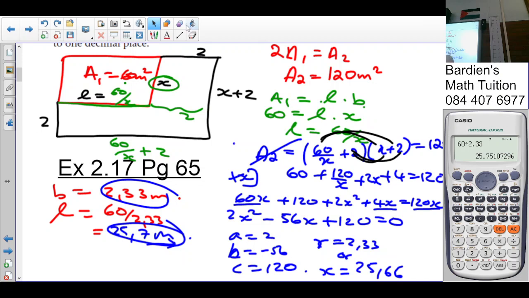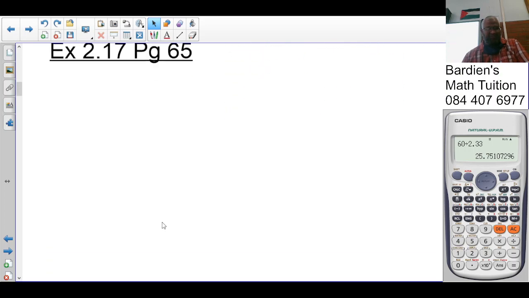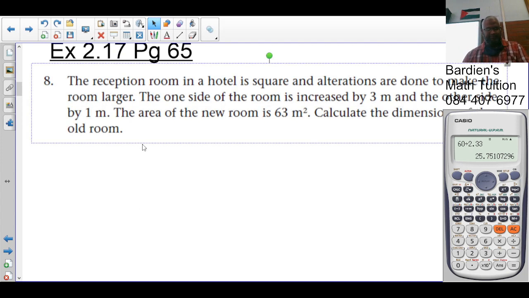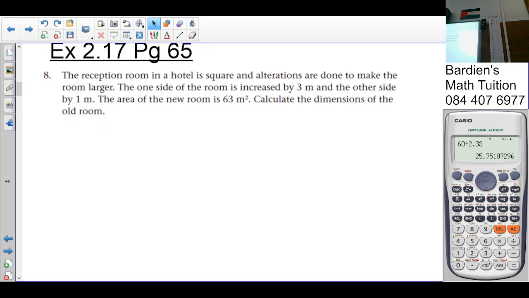Right. What's the next question? This was number 7, eh? The next one was number 8. Was it the problem? Yes, okay. In number 8, the question says the reception room in a hotel is a square. Alterations are done to make the room larger. One side of the room is increased by 3.